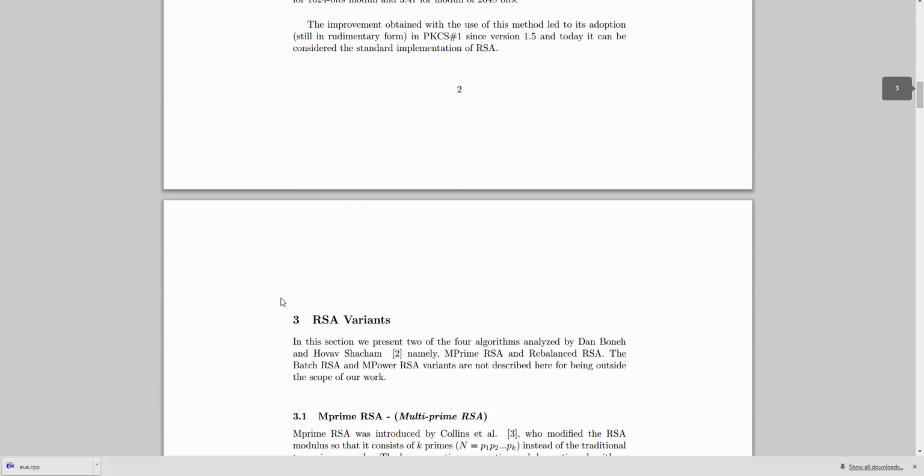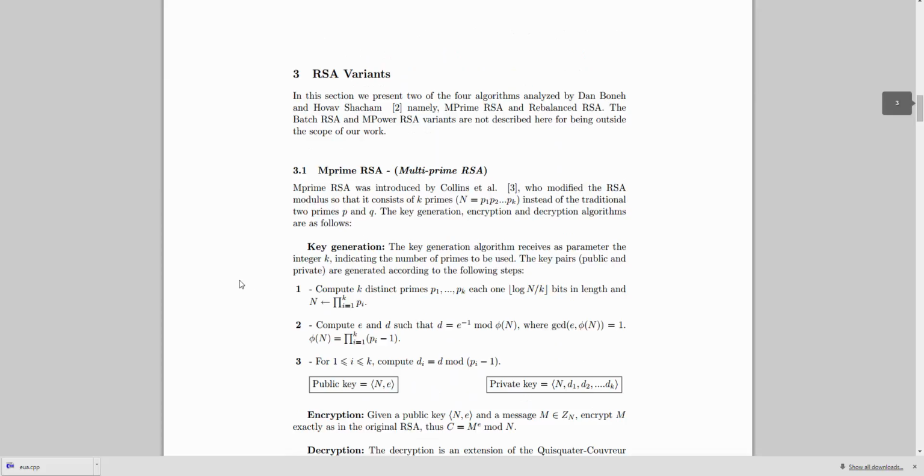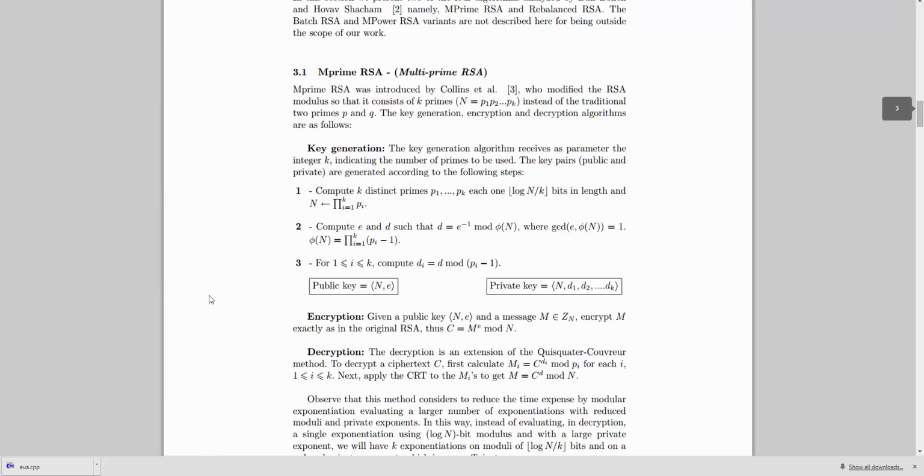And down below that, even farther, we have the M prime RSA, which is the one that we implemented, which increases the efficiency and speed of the decryption. And instead of using the two primes P and Q, it consists of multiple K primes.